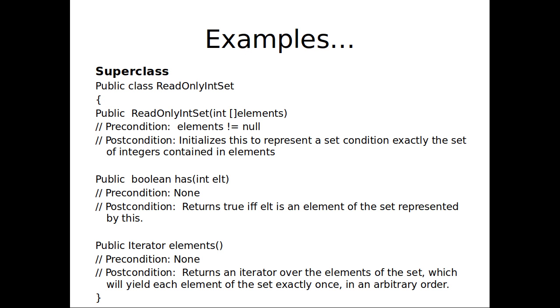Precondition null here, or none. There's no precondition. Int by implication can be any value. It can be -1, could be max int, what have you. Any value is a candidate. It's an iterator for the elements. It iterates over the elements. The set will yield each element of the set exactly once in an arbitrary order. I don't give an order, like that it's rising.